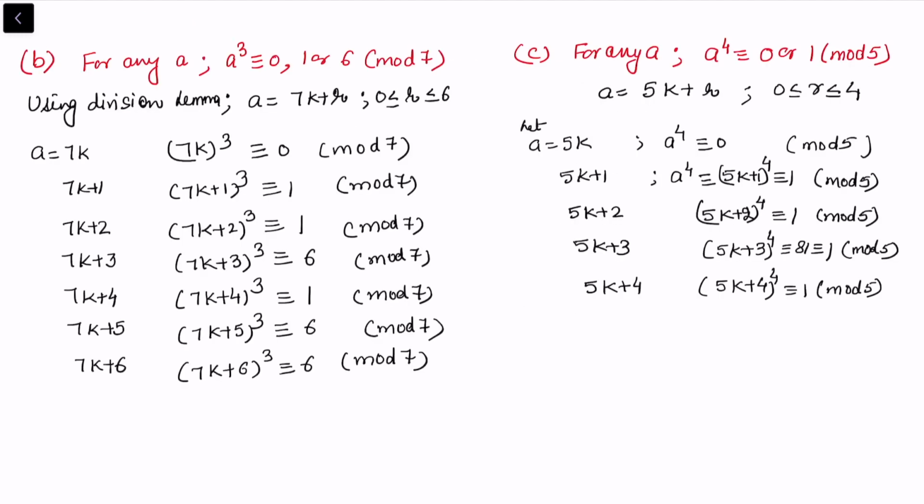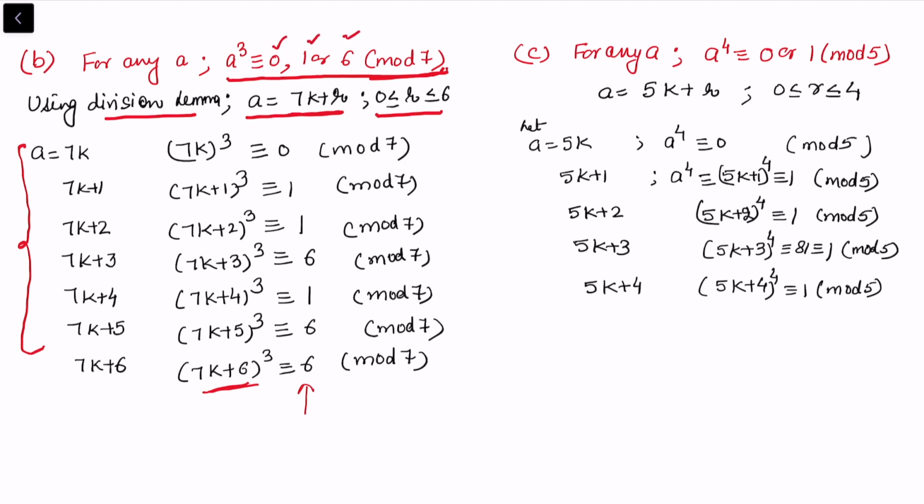Now for B part, we want to show that a cube is congruent to 0, 1 or 6 mod 7. Since we are working with respect to mod 7, we can simply use the division lemma, dividing any integer a by 7. So the remainder possibilities are 0 to 6, and then we take the cube. For all possibilities of a, we can simply take different cases, 7k cube, 7k plus 1 cube, and so on, 7k plus 6 cube. We find here that the least remainders are 0, 1, 6. So these are the 3 possibilities, and hence it proves the result.